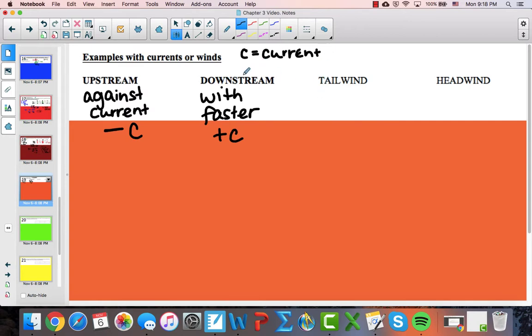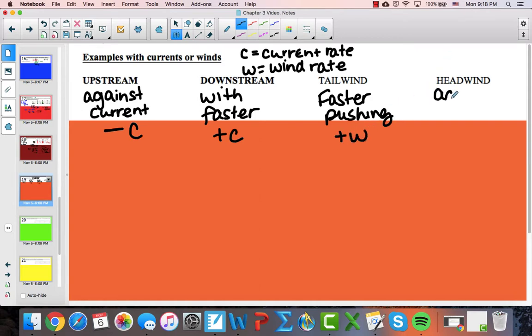All right, tailwind. So we use W to indicate the wind rate. So C is the current's rate and W is the wind's rate. A tailwind is pushing us faster because it's pushing us from our tail. So we're going to be going faster. It's pushing us, so that's going to be plus W. Whereas a headwind is going against us. It's making us slower, so that would be minus W. All right, so these are what we do for currents and winds.